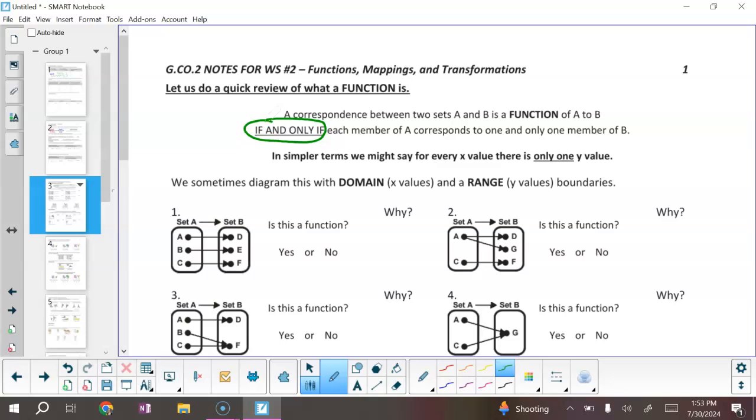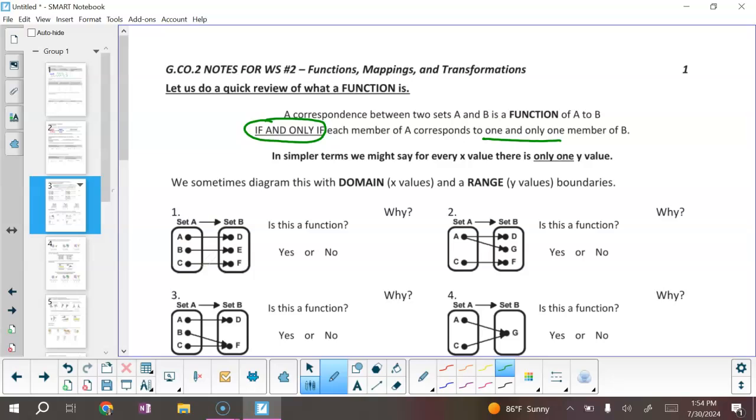You have to have these things be satisfied in order for you to be able to say, yes, it's a function. So a correspondence between two sets, A and B, is a function if and only if every member of A, so every member of set A, corresponds to one and only one member of set B. So what that means is when we look at our sets, like you can see down here, in this case they've got letters, but they could be using numbers when we're looking at maybe a specific graph of a line or something like that.